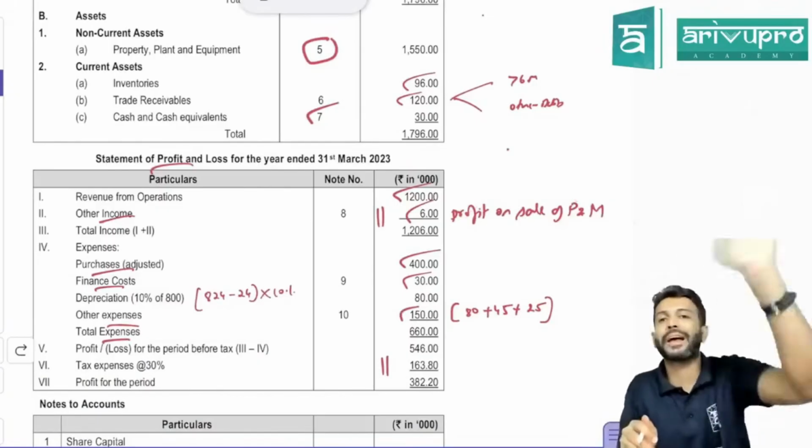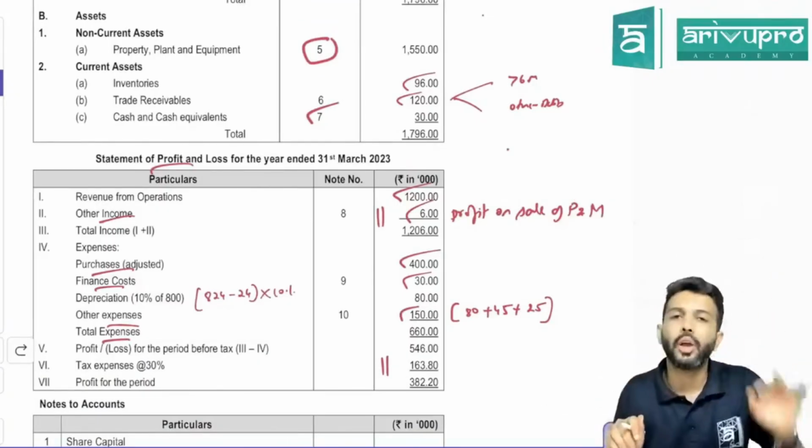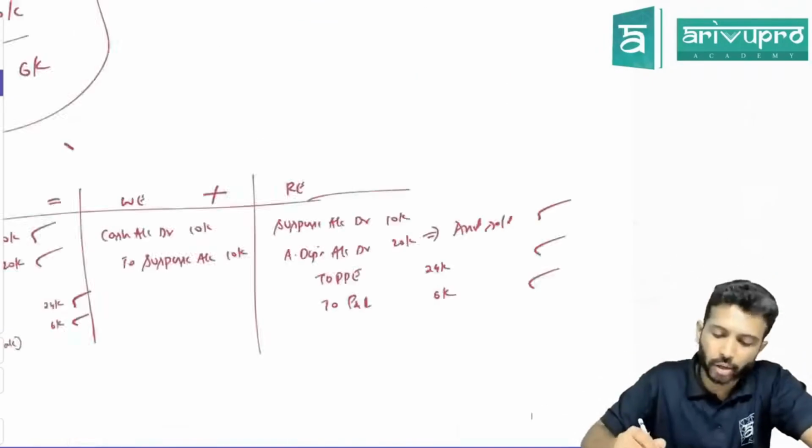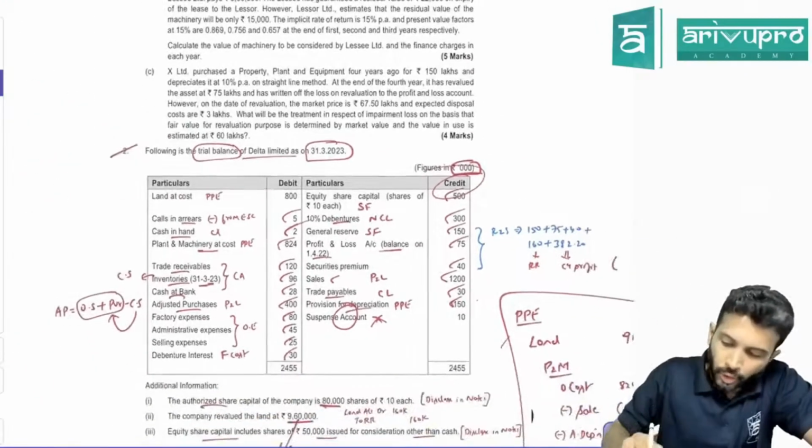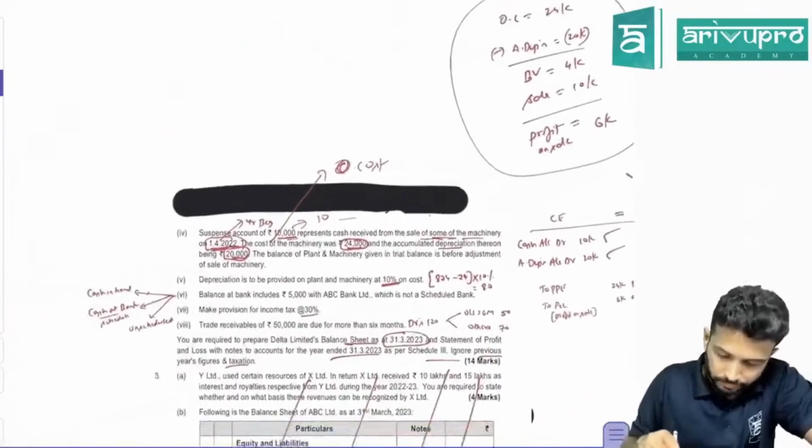Suspense will no more come in your balance sheet or P&L because it is fully closed off by passing the rectification entry. You don't have to pass the entry in the exam. Only for your reference. Okay, come to the next adjustment then.